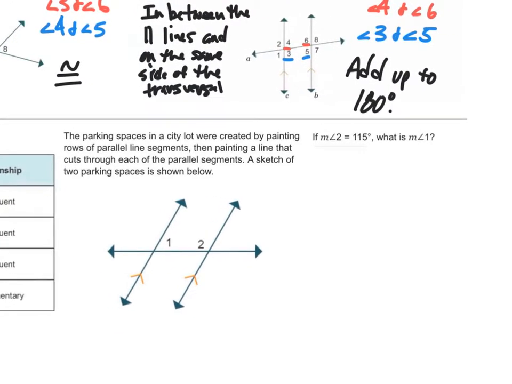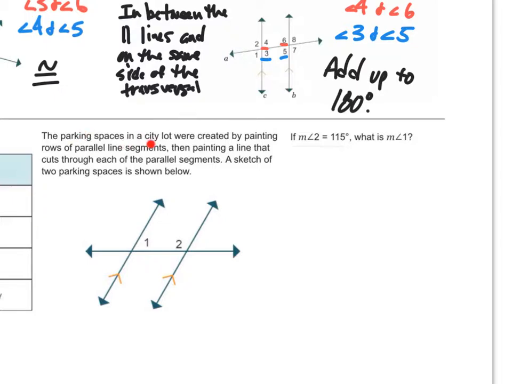So here it says the parking space in a city lot was created by painting rows of parallel line segments, and then painting a line that cuts through each of the parallel line segments. And this would be where your car would park, on the diagonal. And it says, if the measure of angle 2 is 115 degrees, what's the measure of angle 1?